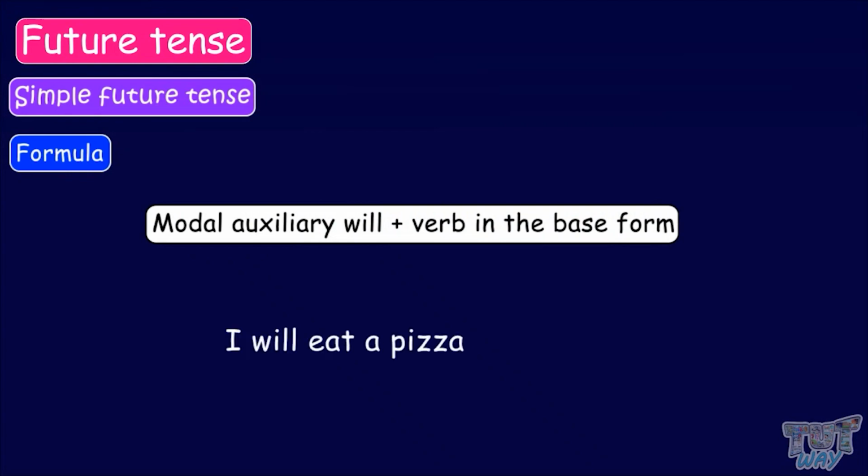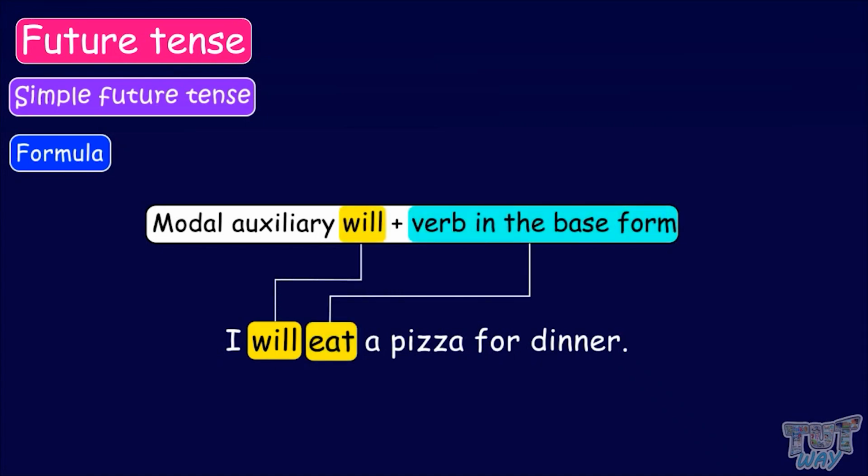I will eat a pizza for dinner. Here, will is the modal auxiliary, and eat is the base form of the verb eat. And we have written a simple future tense that shows something that will happen in the future, but not at any fixed time and will happen only once.